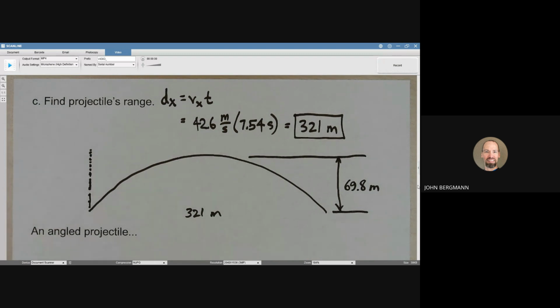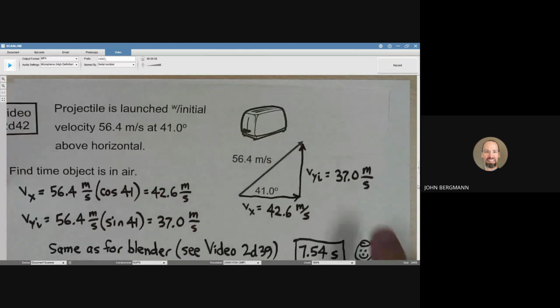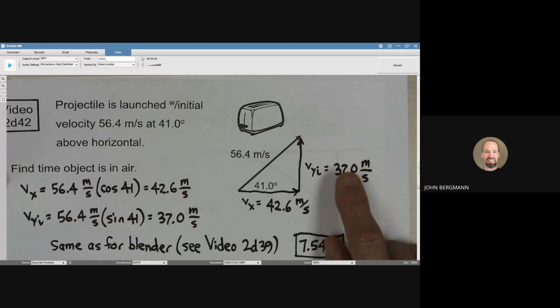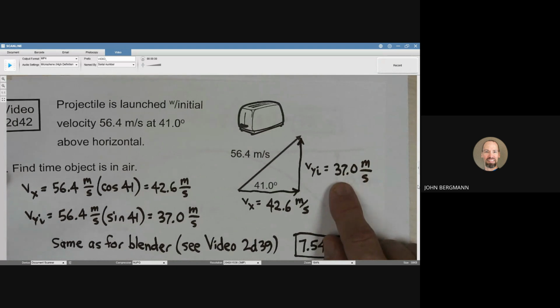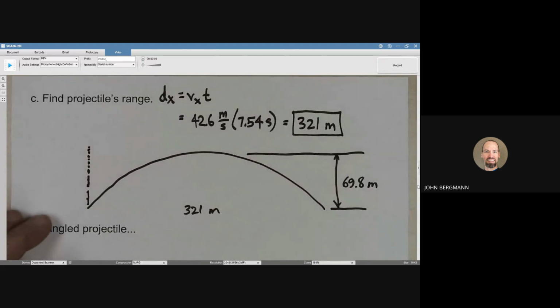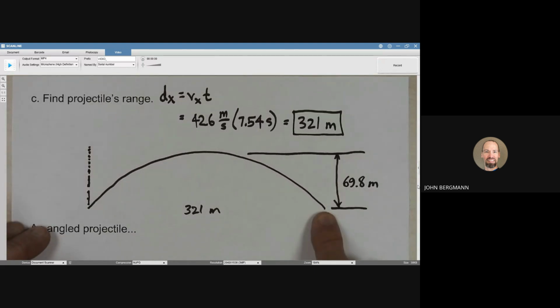But the time was the same. The maximum height was the same. And the reason the toaster and the blender reached the same vertical height and were in the air for the same amount of time is because they shared the exact same vertical velocity initially. The only difference with the toaster is that it's also, you can see where I'm pointing here, it's also moving sideways, which is why it lands way over here.